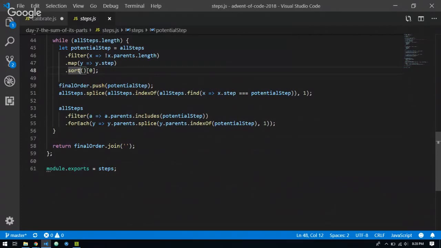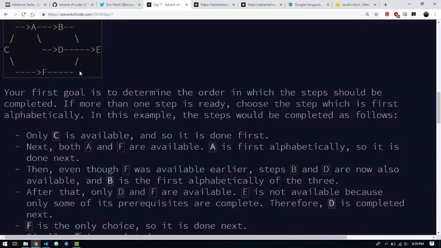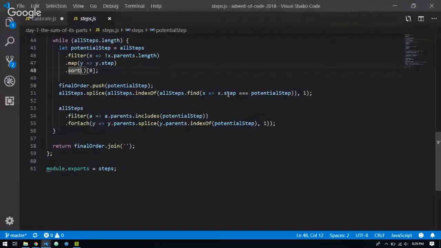Oh, I think this is what's happening here: as I get the potential step, I'm checking if it has multiple children. And as I get the multiple children to fulfill this step, which is, if there's more than one step ready, choose the step which is first alphabetically. So I believe I am sorting it alphabetically and then pushing that order in there in my final order.